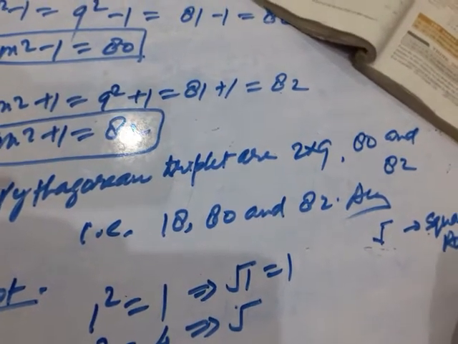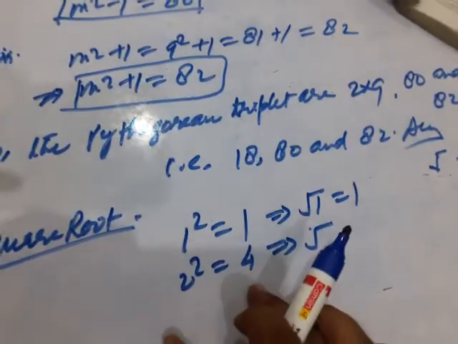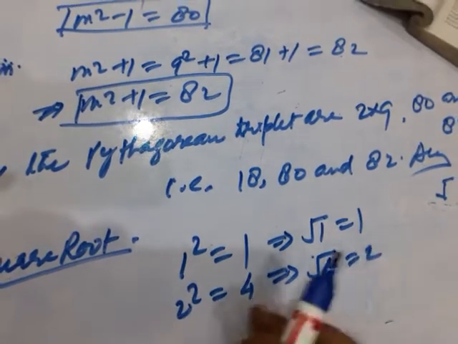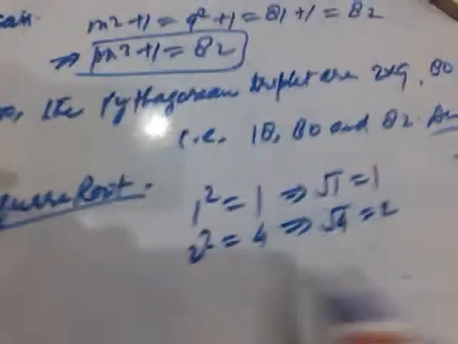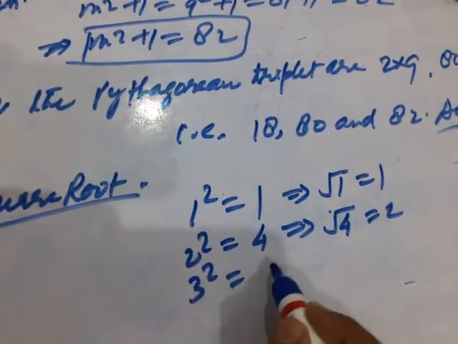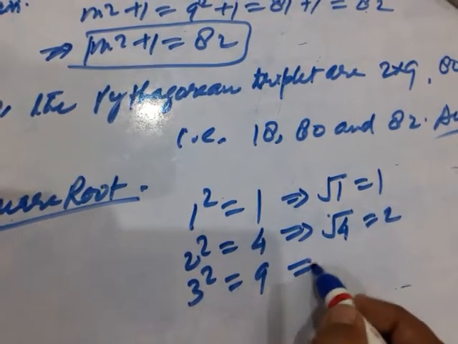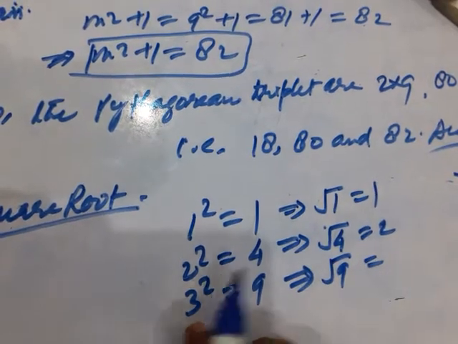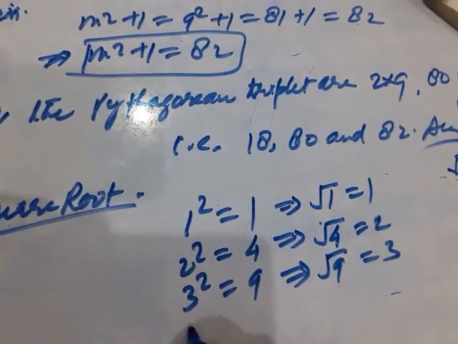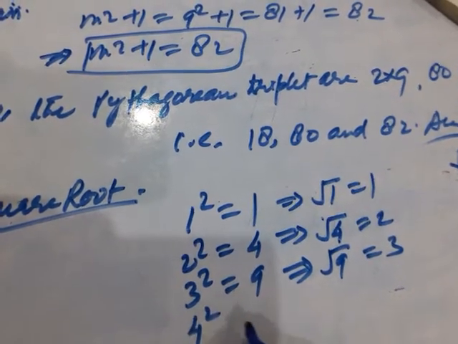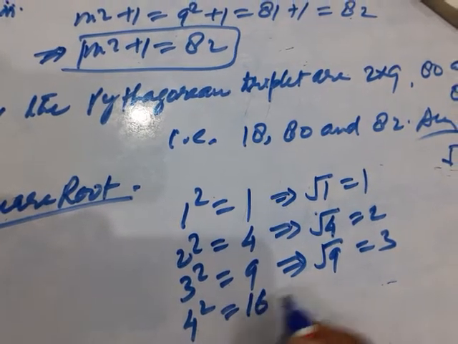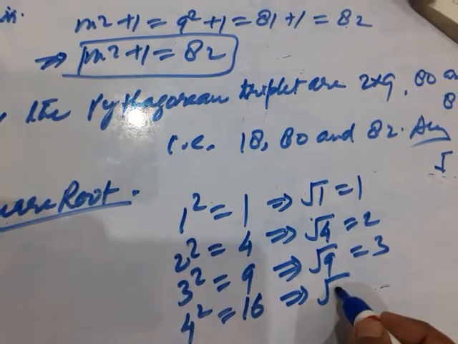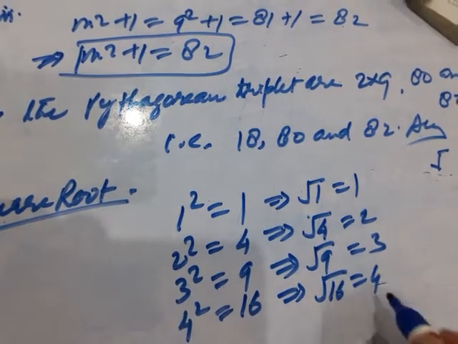Okay, children. 2 square equal to 4. This implies that square root of 4 equal to 2. See the analogy, see the similarity of writing. That is 3 square equal to 3 3 is 9. Then we say that square root of 9 equal to 3. Okay. Similarly, 4 square equal to 4 4 is 16. This implies that square root of 16 equal to 4.